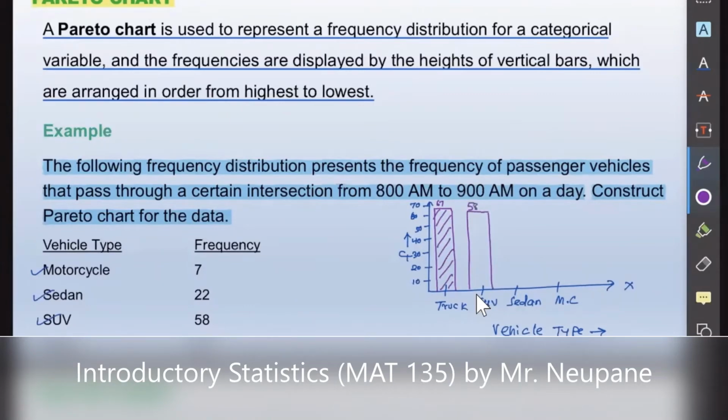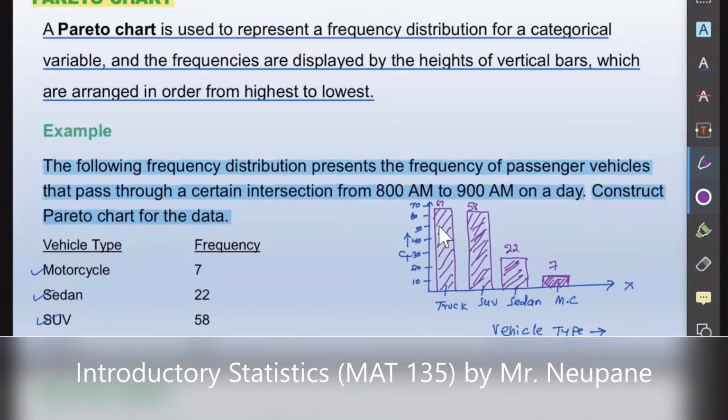So 58 is the second, so that is the height. You can see the first one is the tallest bar. Now the second one has a little shorter height compared to the first one. Now third one is 22, so it will be still shorter. It will be somewhere here, 22 for sedan. And then the last one, we have motorcycle, only 7 of them. This data must have been taken in December, so we have less motorcycle there, right?